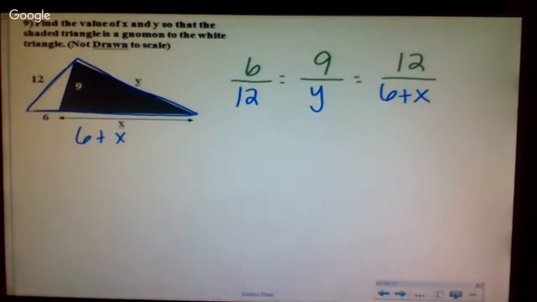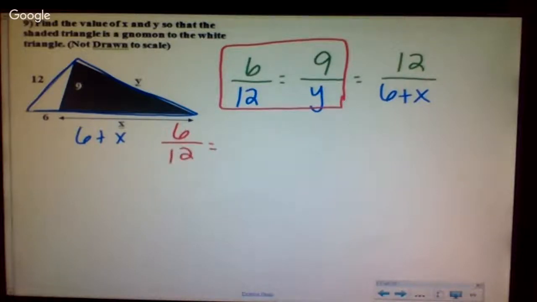Okay, so I need to solve for X and for Y. It doesn't matter which one you do first. Again, though, when you solve for it, you need to add it with something that has no variable. This fraction will be proportional to this. This fraction will also be proportional to this. You always want to go back to the one that doesn't have a variable. So we're going to do 6 over 12 equals 9 over Y. Y equals 18.